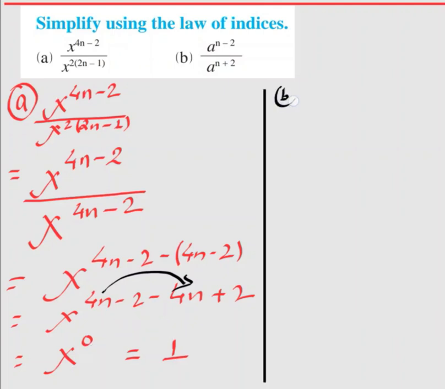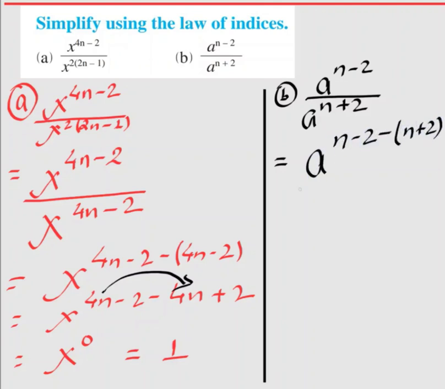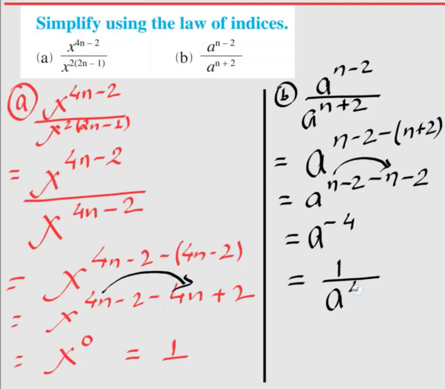Now b: a^(n-2) divided by a^(n+2), the bases are the same, so a^(n-2-(n+2)), that is a^(n-2-n-2). This n and this n cancel, so 0, and minus 2 minus 2 is minus 4. If it's minus 4, I have written a formula: 1 by a power 4.